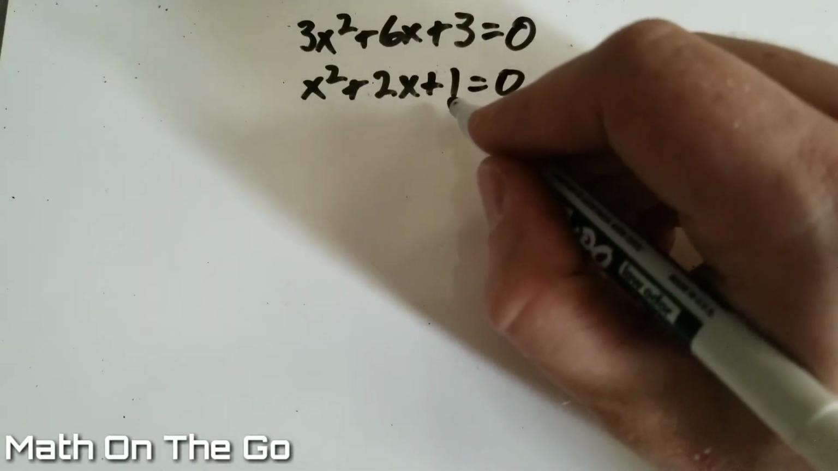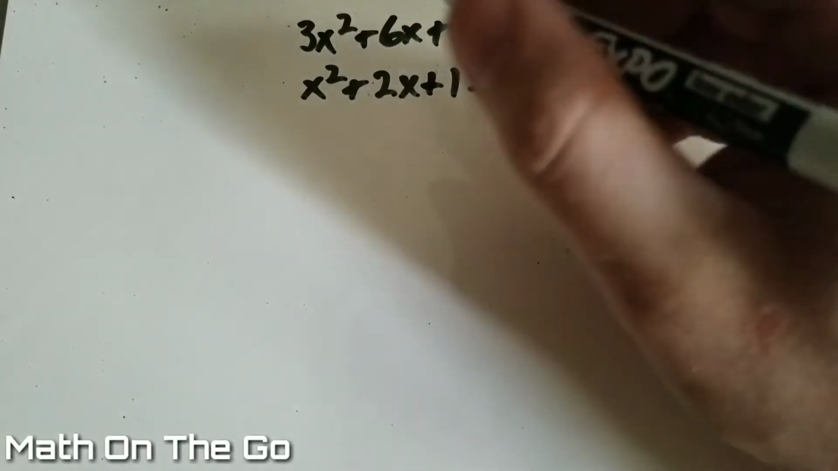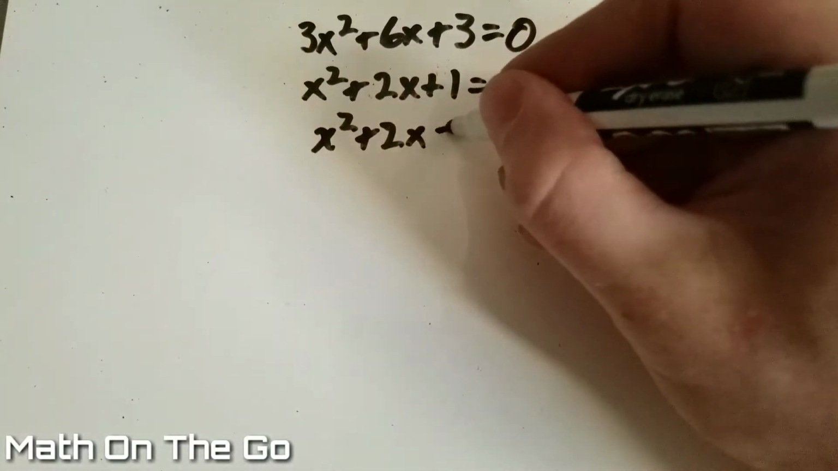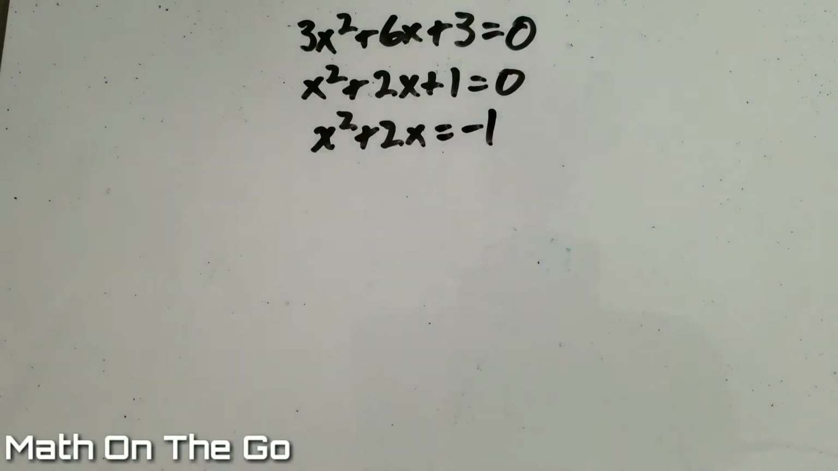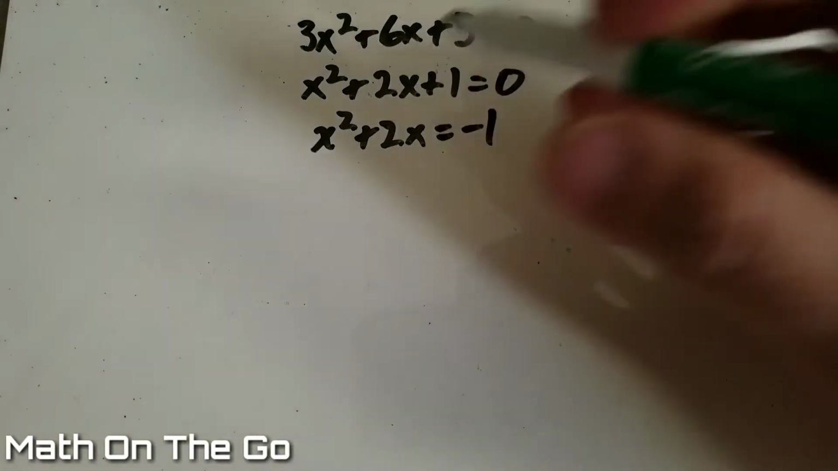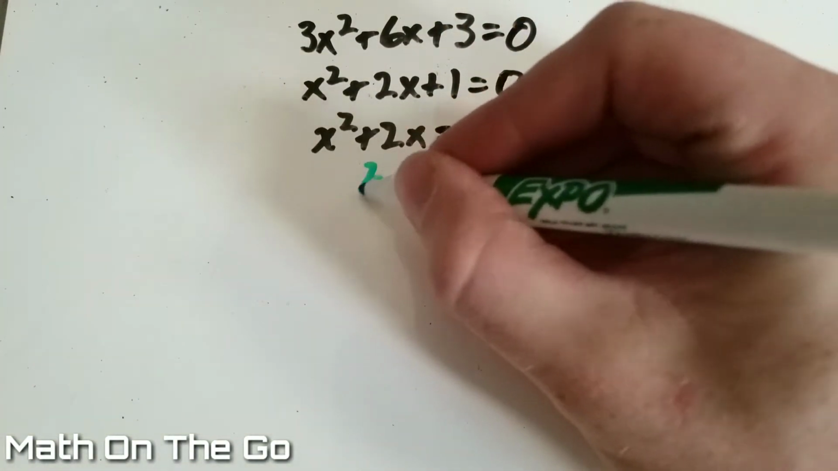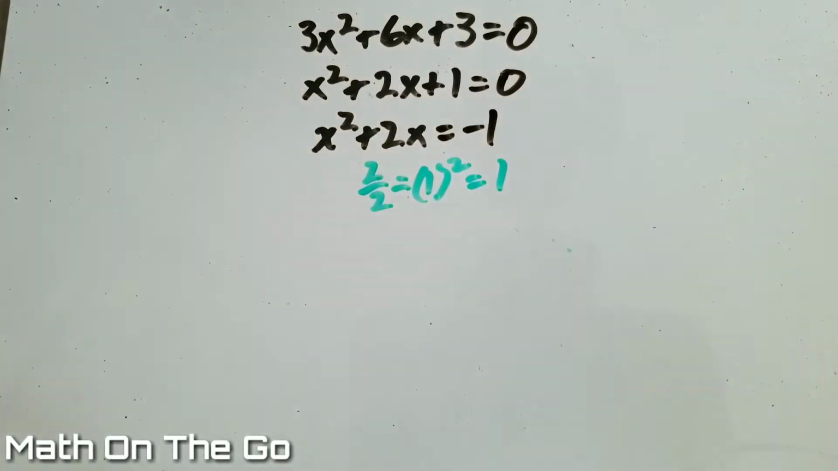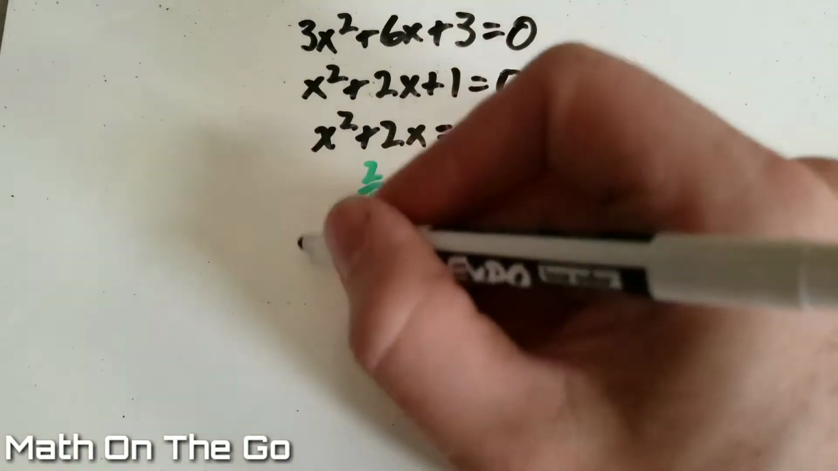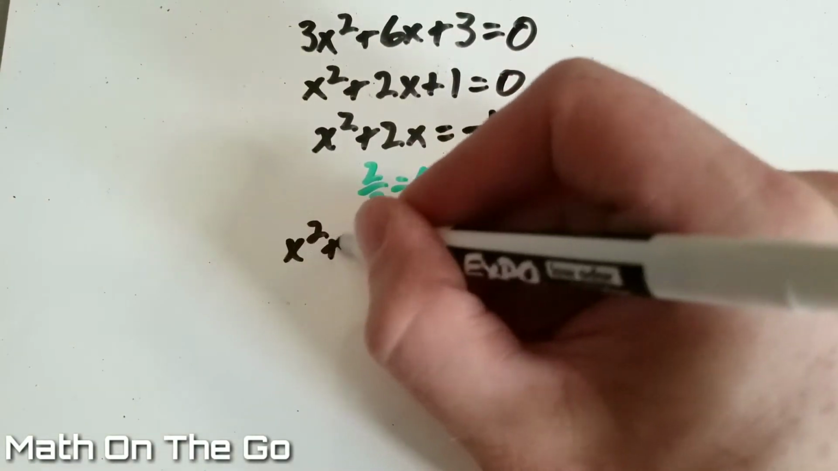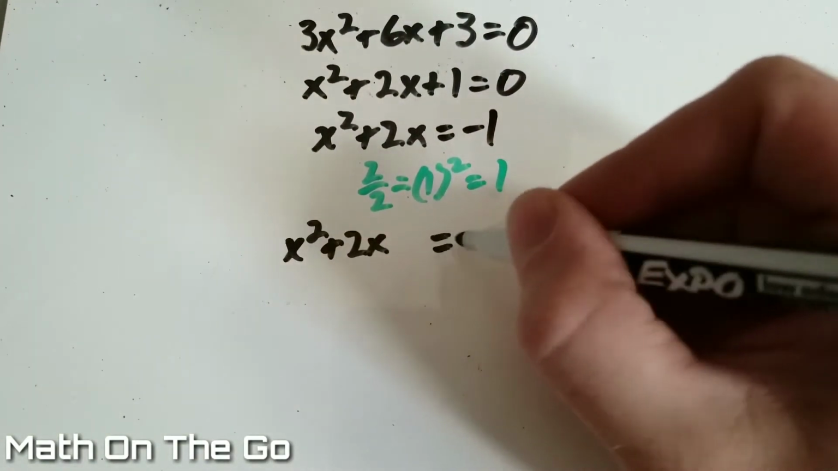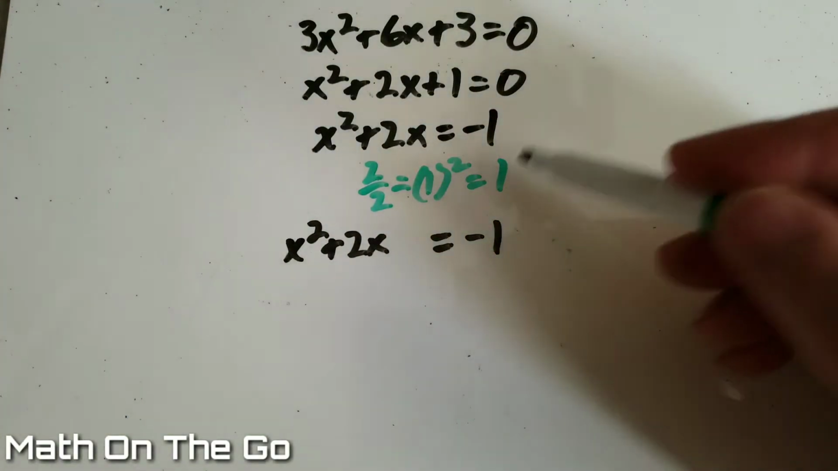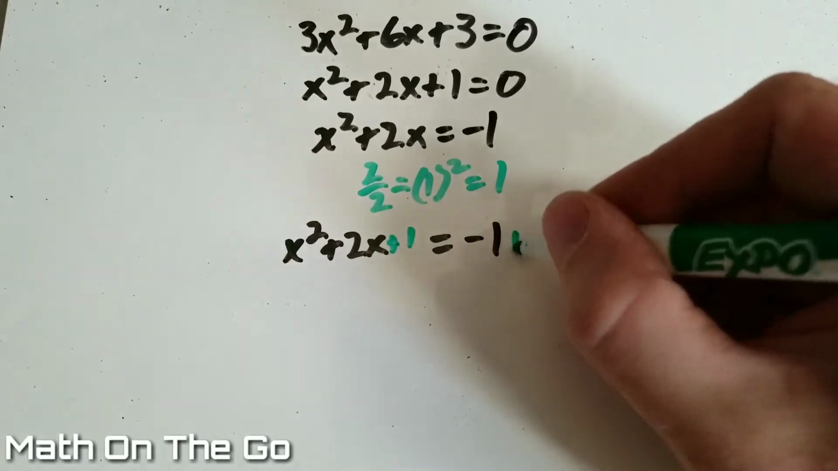And now we're going to move our constant term, our c term, to the right-hand side. x squared plus 2x equals negative 1. And just like we have done before, we're going to take our 2 and divide it by 2, which gives us 1. Then we square it, which still just gives us 1. So what we have is x squared plus 2x equals negative 1, and we put in our 1 on both sides.